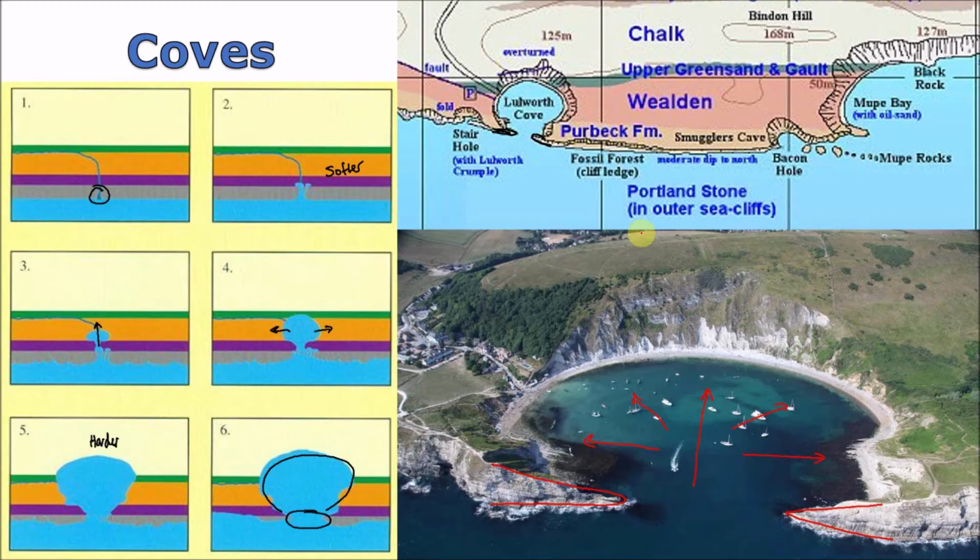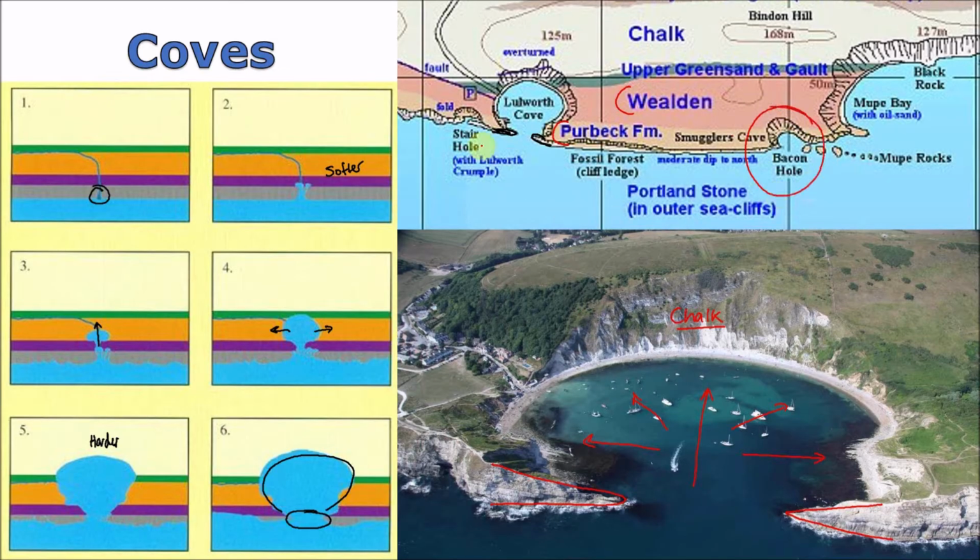In relation to the rock types, this is where the waves have been eroding through the Purbeck limestones and the Wealden beds, and eventually what they've done, which you can see in the back of this photo here, they've reached that chalk rock at the back of the cove, and this is what started to slow the rate of erosion down.